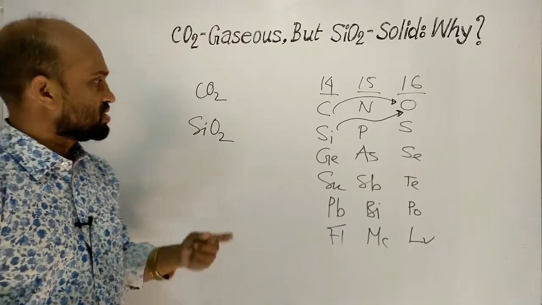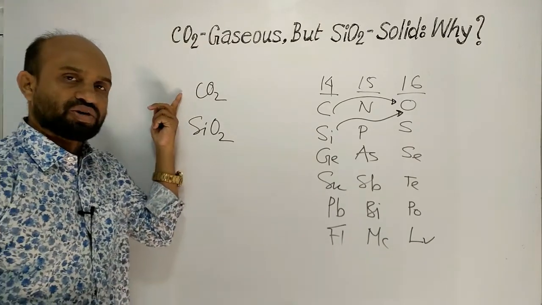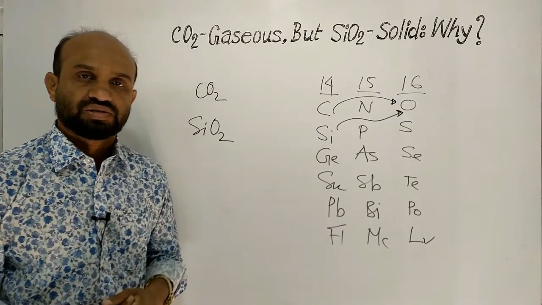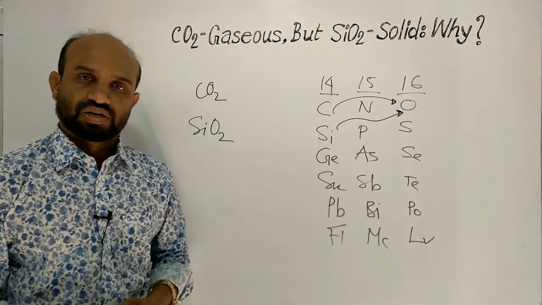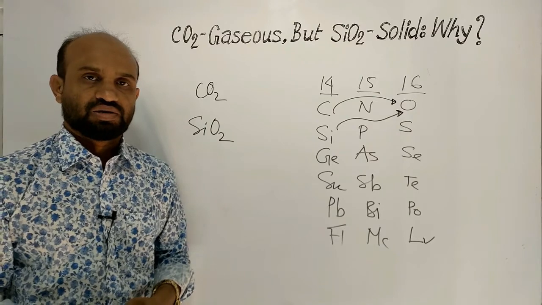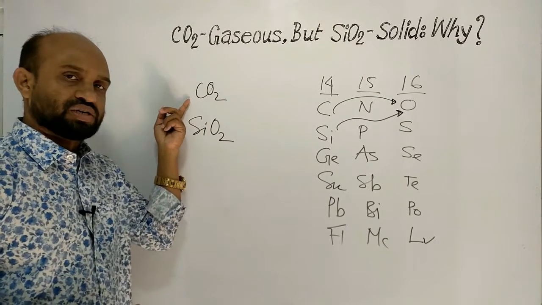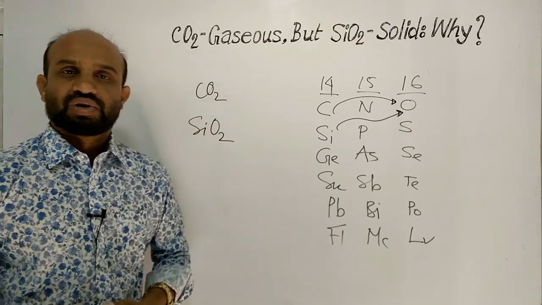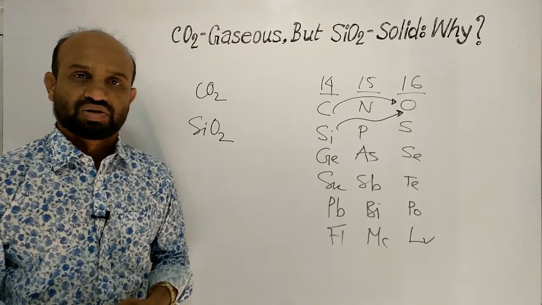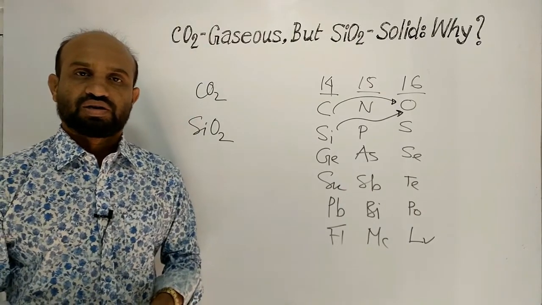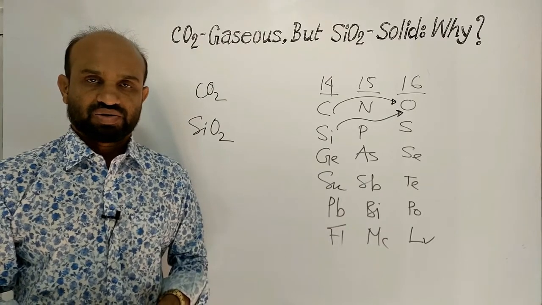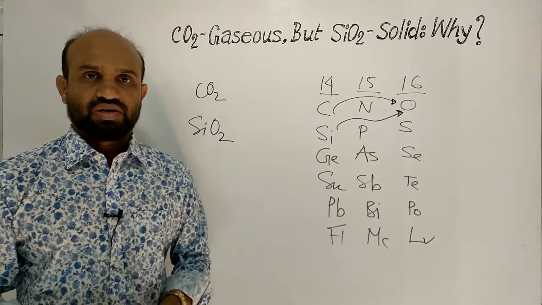That means if carbon dioxide is a gaseous substance, then silicon dioxide should be a gaseous substance. But actually carbon dioxide is a gaseous substance but silicon dioxide is a solid substance. In this lesson we are going to learn the reason behind this. So let's go to the detail.